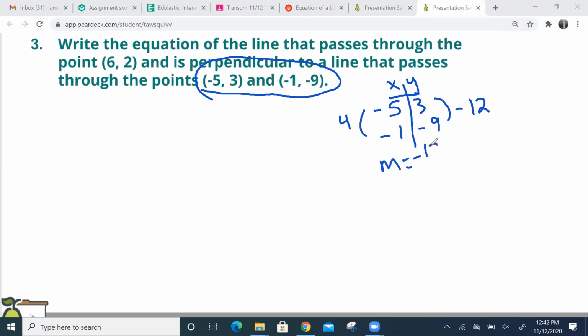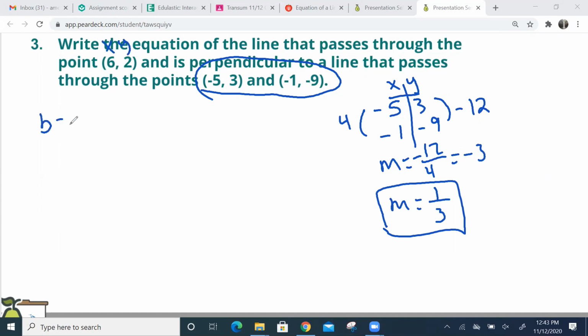Let me write it down, in case you're not listening. So negative 12 divided by 4 is negative 3. So I want the opposite and reciprocal of negative 3. The opposite is positive, and the reciprocal will be 1 over 3. So that's the slope that I want, opposite and reciprocal. So there's my slope, and here's my x, here's my y.